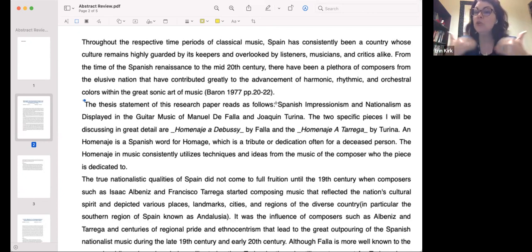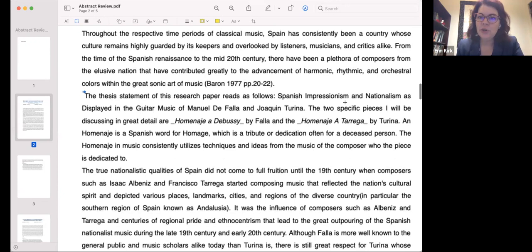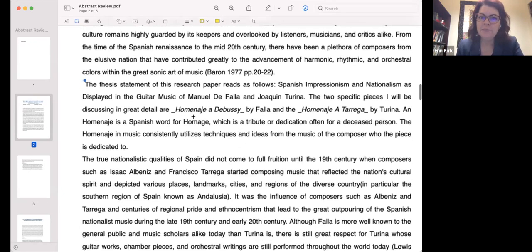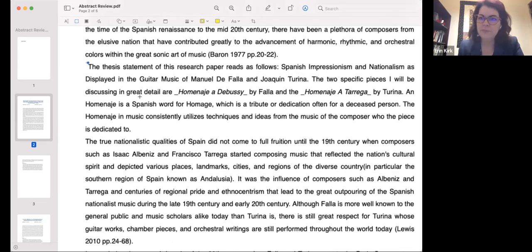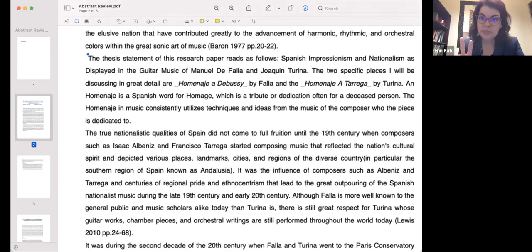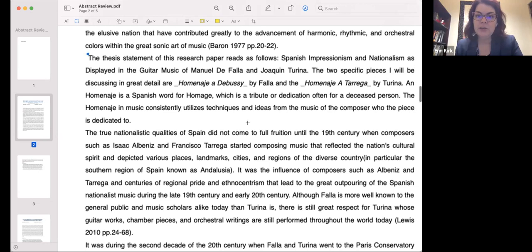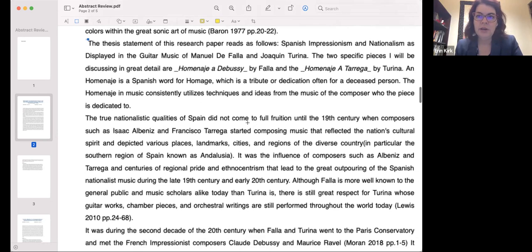So I'm saying all that to you for when you are reviewing the abstracts that you choose. You may find the same type of thing, or you might find a less obvious one. It's just interesting here that he labels the thesis statement, but then it's not exactly a statement. So let's go on. He gives two specific examples. And let me just scoot down a little bit. So he says these titles of these two specific pieces that he's looking at are, the Spanish word for homage, which is a tribute or dedication often for a deceased person. And he goes on to describe who it's dedicated to and so on.